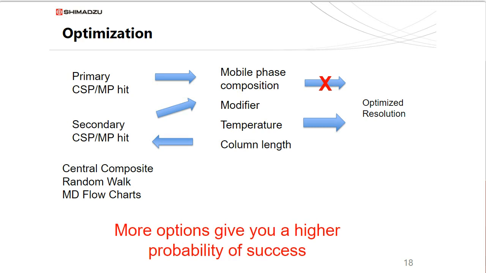I can't stress this enough. More options give you a higher probability of success. So the more compounds or the more mobile phase CSP combinations that you try, the more likely you are to find success.